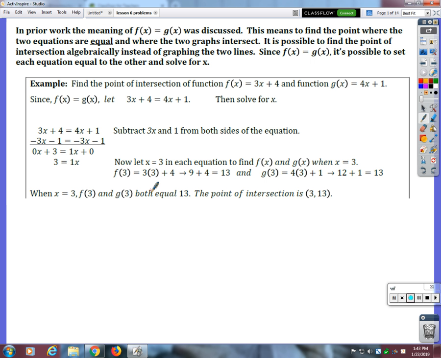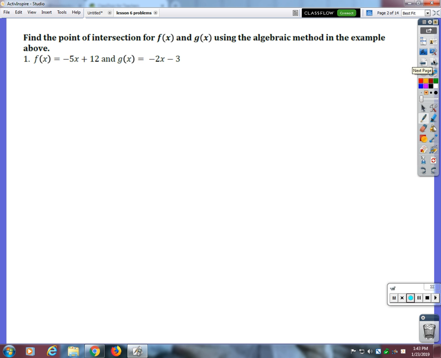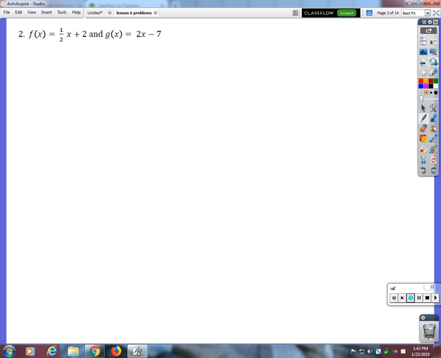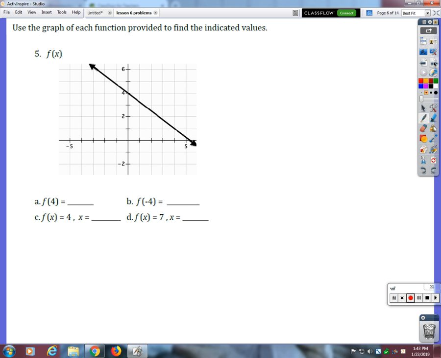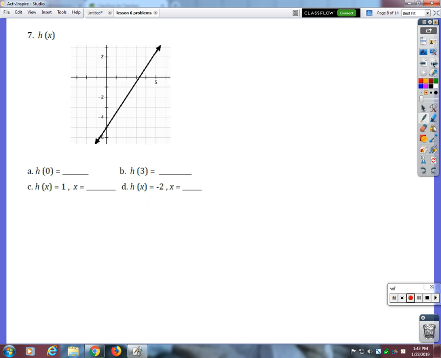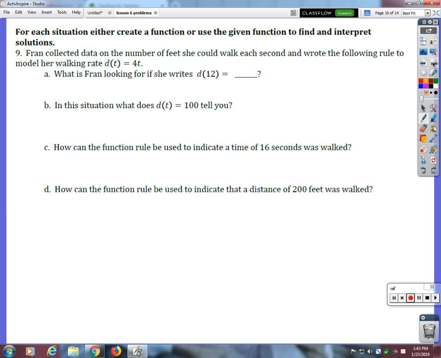Okay, this is what McKenna was talking about before, which is the other way that you can find the point of intersection: just set the equations equal to each other and then solve for x. So we'll throw that situation on there too. That's just what we did before. Same thing.